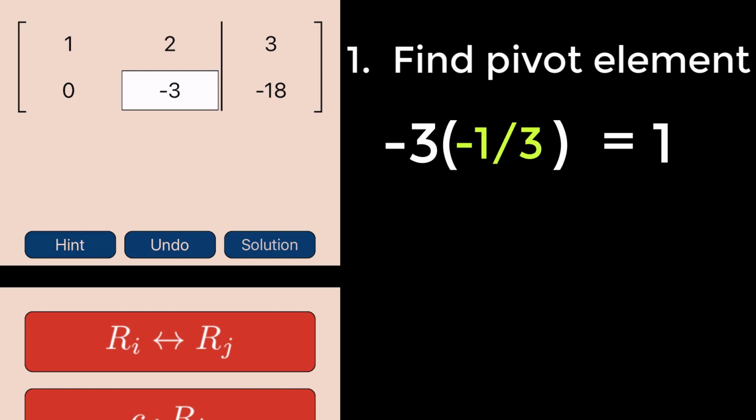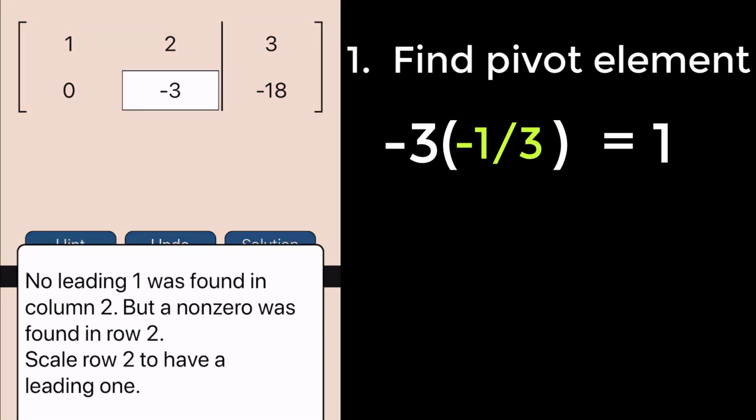Now suppose you were stuck and didn't know what to do. You can always click on Hint. The hint will give you a variety of tips based on where you are during row reducing. Here, it says no leading 1 was found in column 2. That's true, it was a -3. But a non-zero was found in row 2. So scale row 2 to have a leading 1. Now scaling means multiply by a constant. Now if you know what to do from here, go for it. But if you still need some extra help, click Hint again. Now it says to multiply row 2 by -1/3.